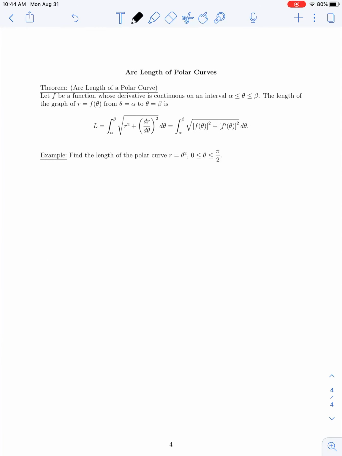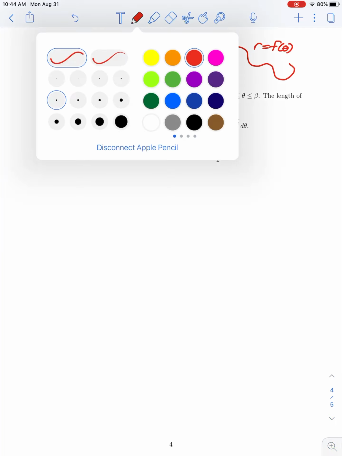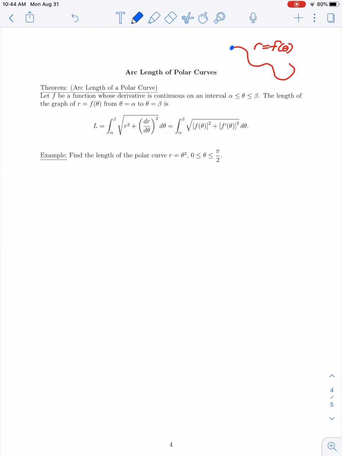Now, in the last part of this section, we'll talk about how to find the arc length of a polar curve. So let's say that we have in the plane some curve defined by the polar equation r equals f of theta, and we want the total length along that curve from one end to the other. So how can we find this?